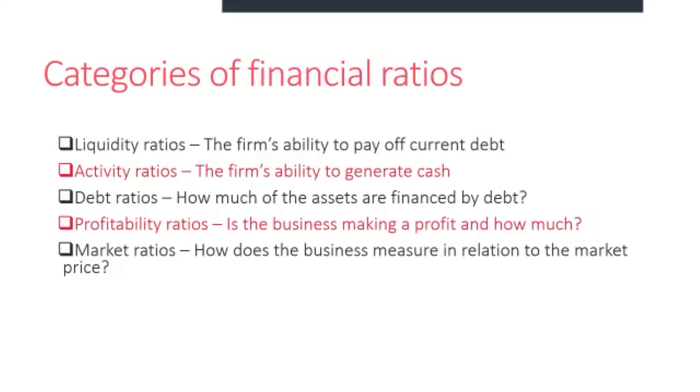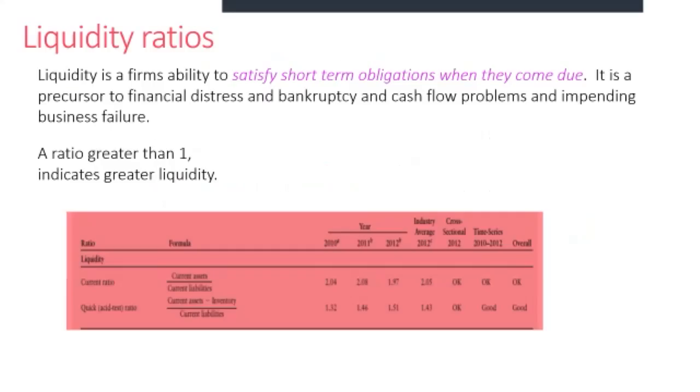Market ratios now, how does the business measure in relation to the market price? The price of a stock may be 200. Our market ratios will tell us, how does this measure in relation to the market price.